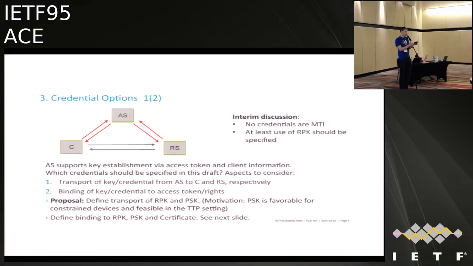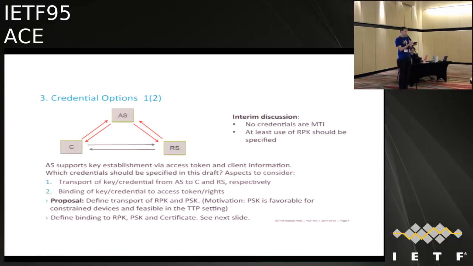And there are some things to consider which we didn't discuss in the interim. We need to define the transport of the respective credential. So this is the credential that's used by the client and resource server, and it's being transported from the AS to each of these nodes. And the second question is the binding of that credential to the access rights. And the proposal here is that we add to the raw public key, which was agreed, also the pre-shared key to what we define in this document. And the motivation is that pre-shared keys are favorable for constrained devices and feasible in the trusted third-party setting. And the other part of the proposal is that we define the binding not only to raw public keys and pre-shared keys, but also to certificates.